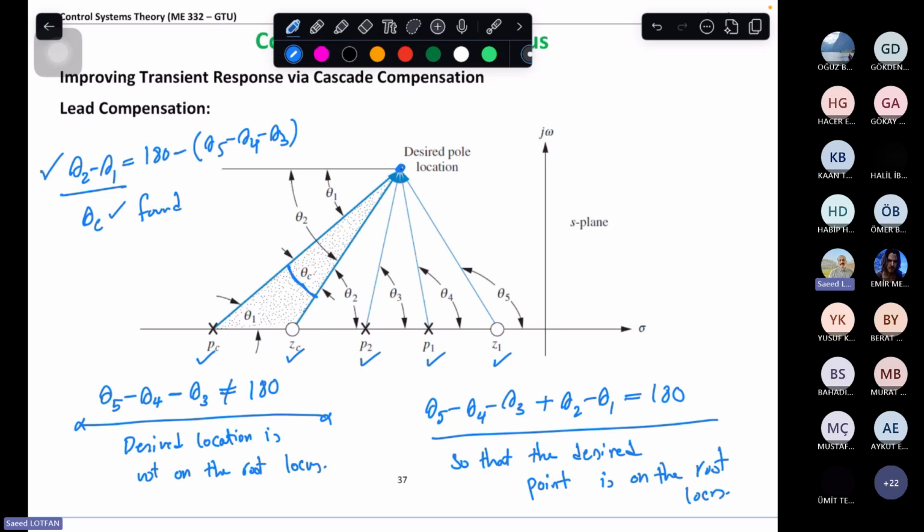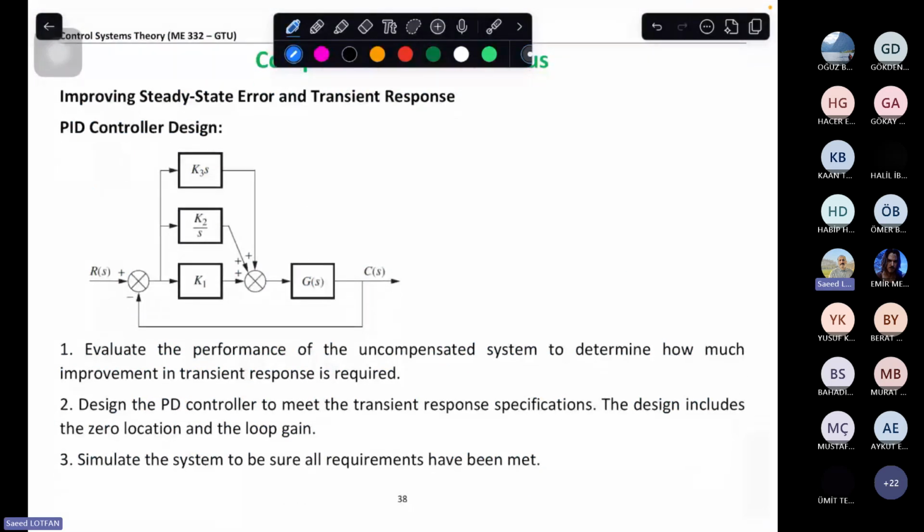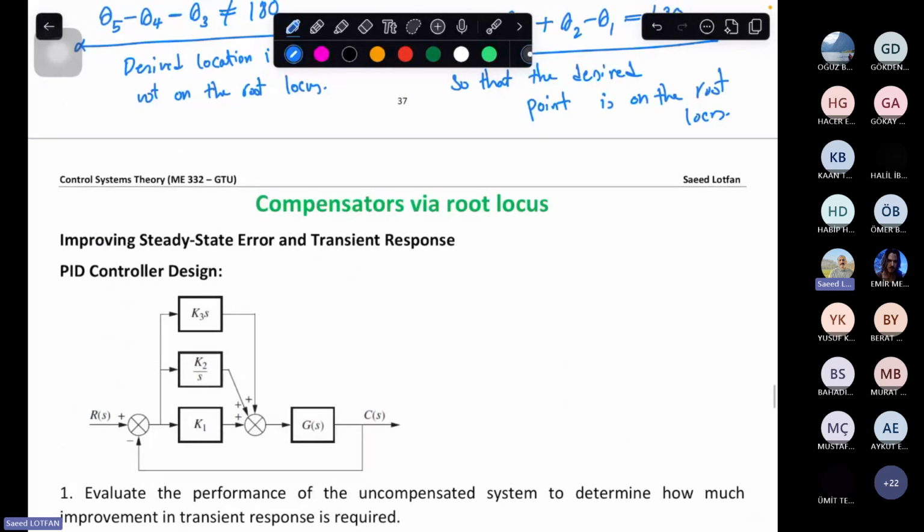So we will see examples about this again. Let's now sum up our thing. We have the PID controller like this. If we want to both improve the steady state error and transient response at the same time, this is PD for transient response. This is PI for steady state error. So this is called the PID controller.